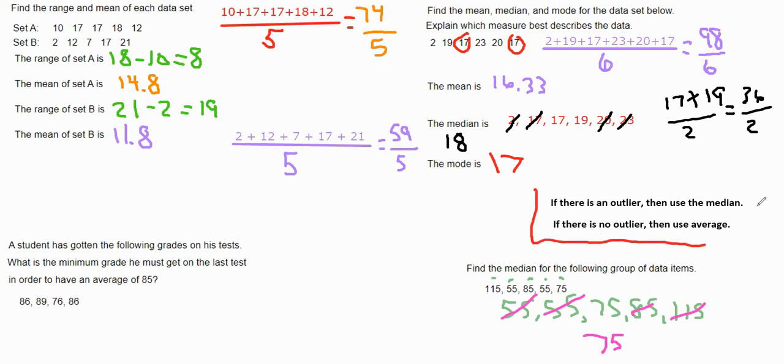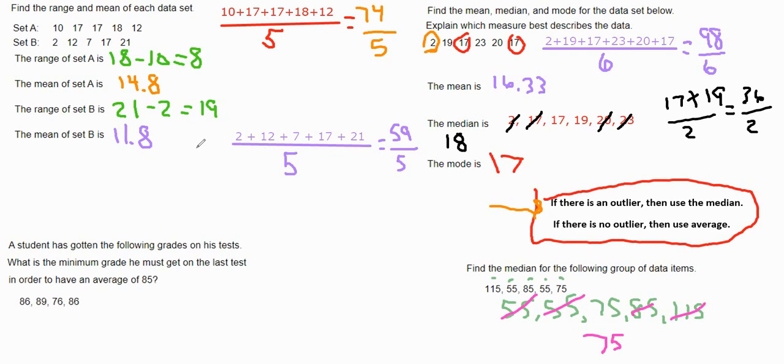Note this important fact. If there is an outlier, we would use the median as the best measure of central tendency. And if there is no outlier, then we would use the average. There are formal definitions of how to calculate to see if there is an outlier. But for our purposes, just look to see if there's a number that's really far away from everything else. And that would be the number 2. 2 is really far away from everything else on here. So for this question, since there is an outlier, the median would be the best measure of central tendency.